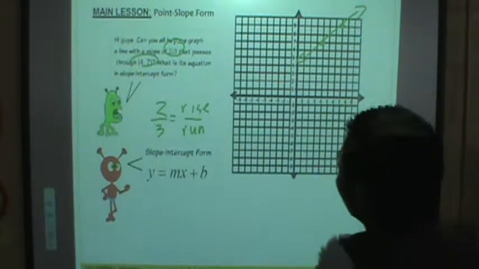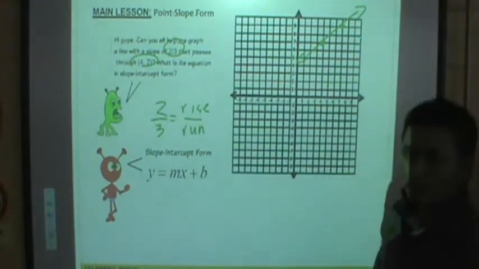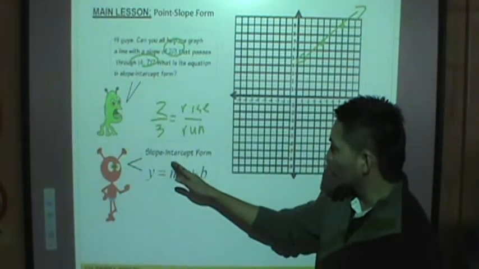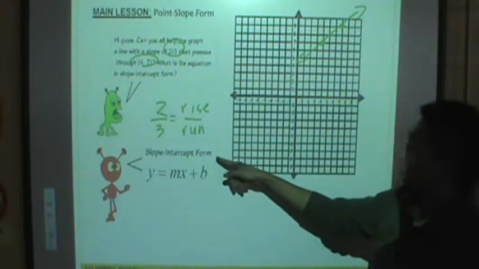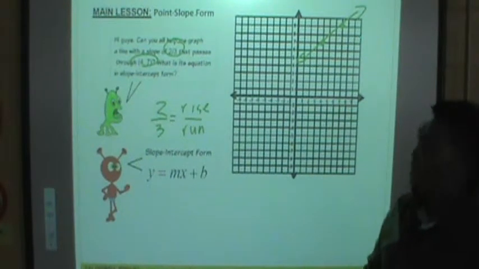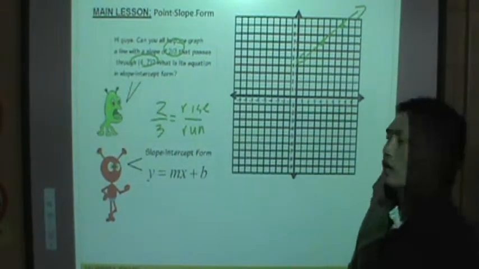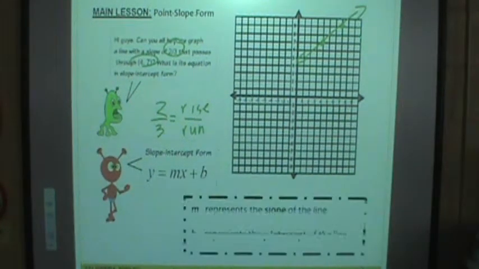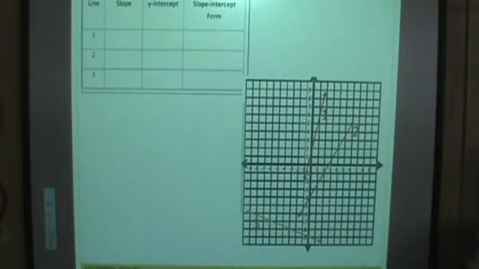Now you have to remember, for the slope-intercept form, it's y equals mx plus b, where you just plug in your slope, and then you plug in your y-intercept. Okay? So here you go. Your m is your slope, and your b is the y-intercept.